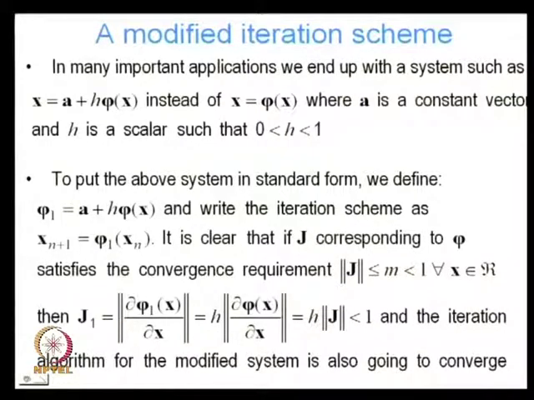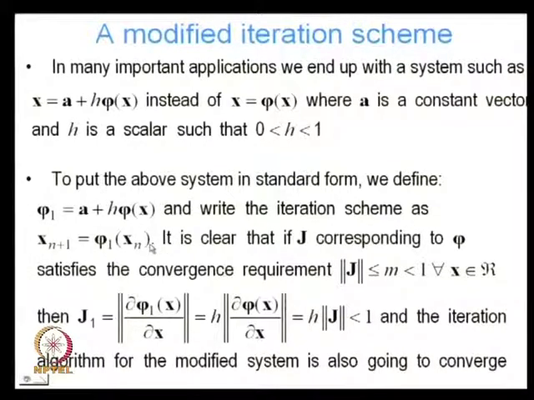And it may so happen that my physical phenomenon gives me an equation like this, x is equal to a plus h of phi of x, instead of x is equal to phi of x, where a is a constant vector and h is a scalar such that h is greater than 0 and less than 1. We can very easily put this system into a standard form. How do we do that? Well, to put it in the standard form, we define phi 1, which is equal to a plus h of phi of x, and write the iteration scheme as x n plus 1 is equal to phi 1 of x n.